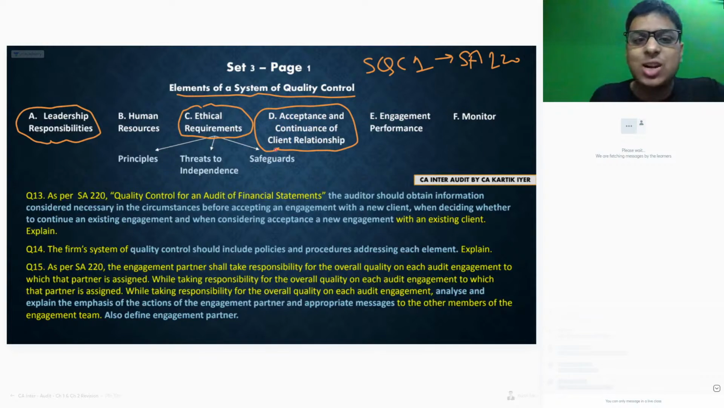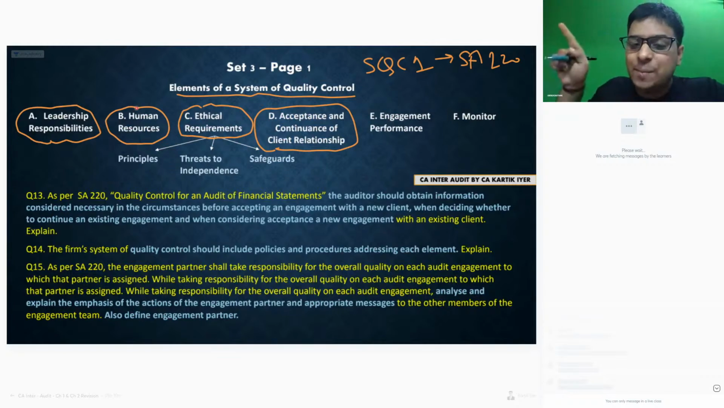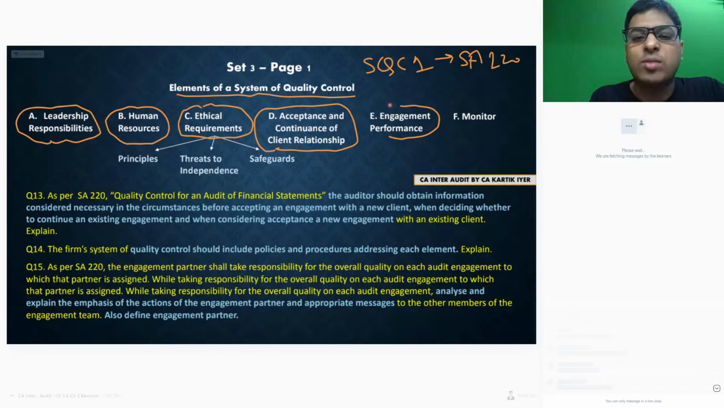So the assistant is the human resource. The assistant climbs the tree and gets the mango. What is he doing? He is doing engagement performance.